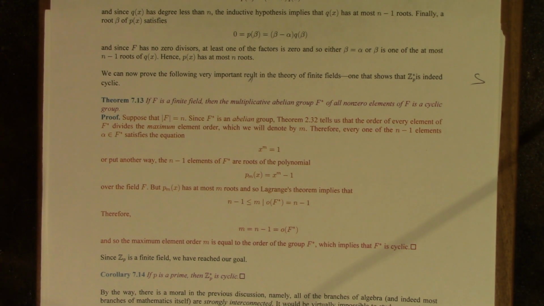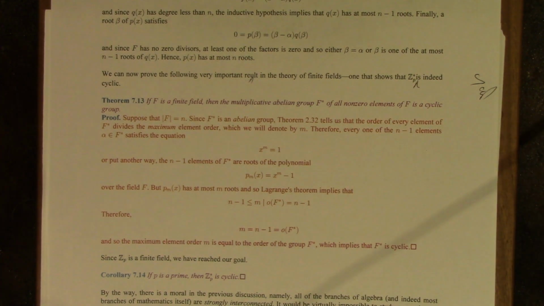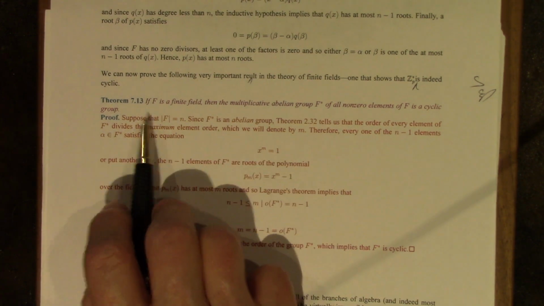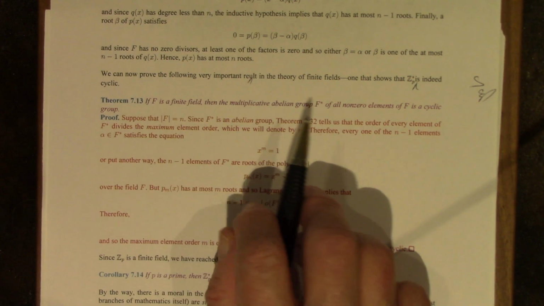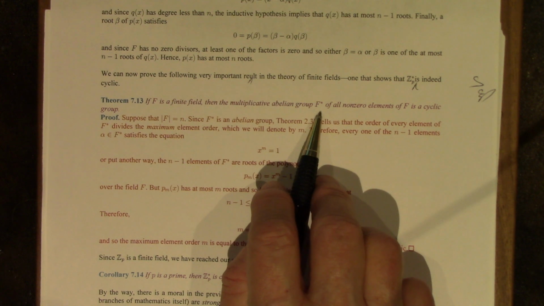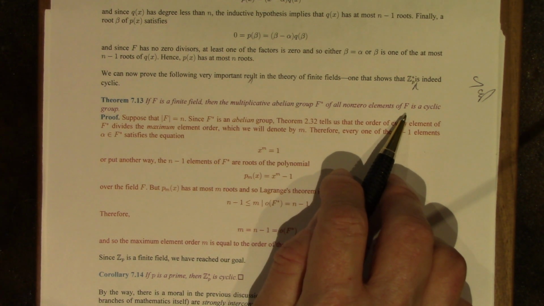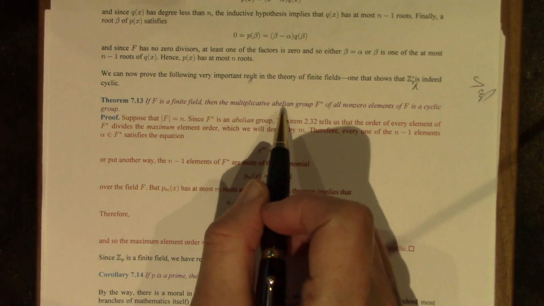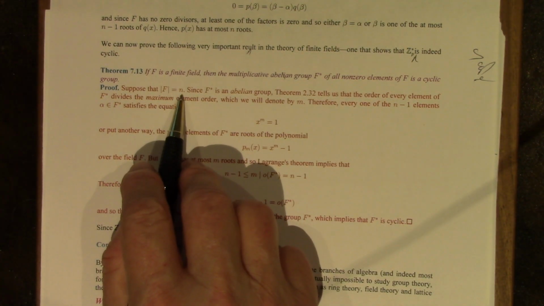And it's one that shows that Z_p star is indeed cyclic. If F is a finite field, then the multiplicative abelian group F star of all non-zero elements of F is cyclic. So, as to the proof, suppose that the size of F is n, that F is a finite field.